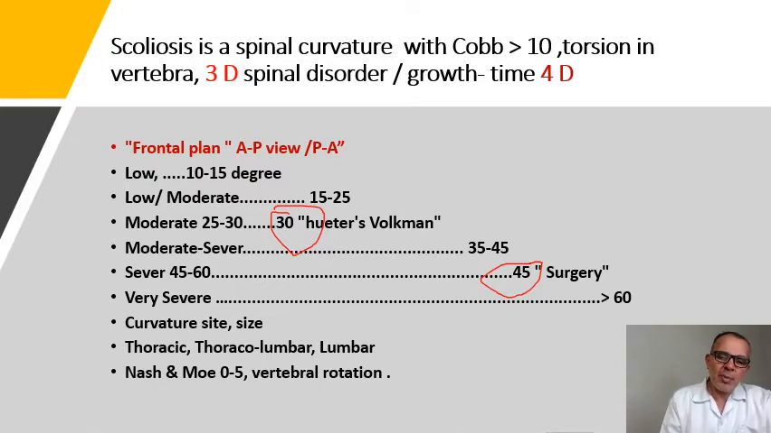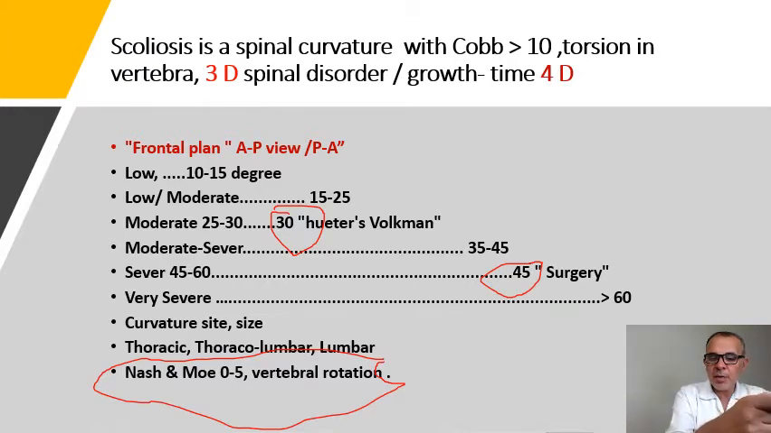And one important thing we can see or obtain on the AP view is rotation of the vertebra. We give it a scale from 0 to 5 according to Nash-Moe rotation, and we decide according to the pedicle of the vertebral body, how much it rotates from the central line. We're going to discuss all this in detail.